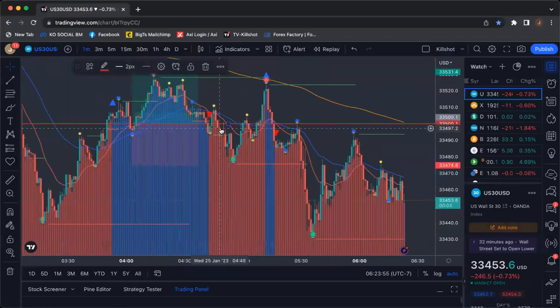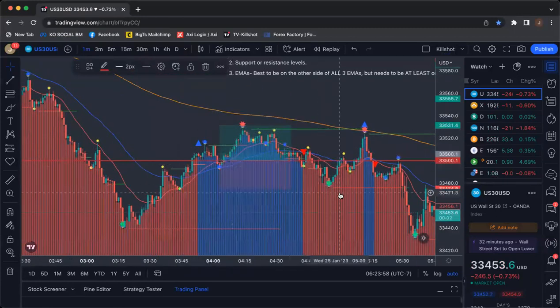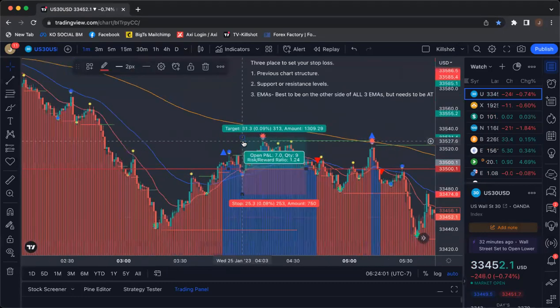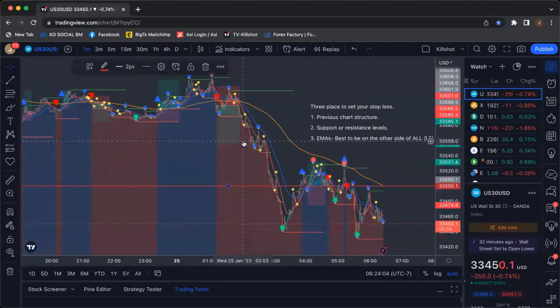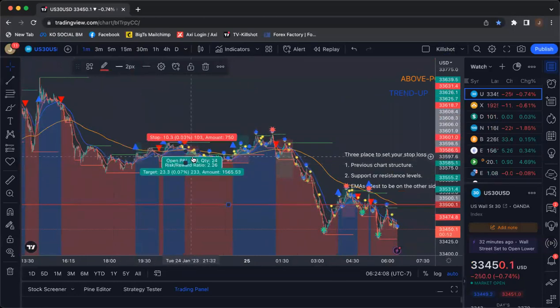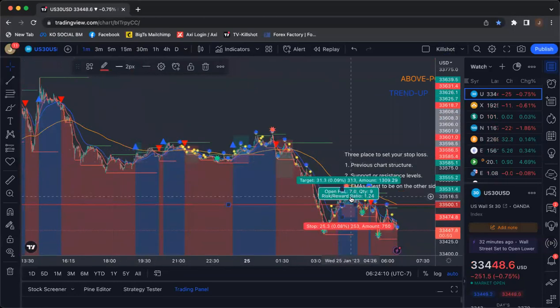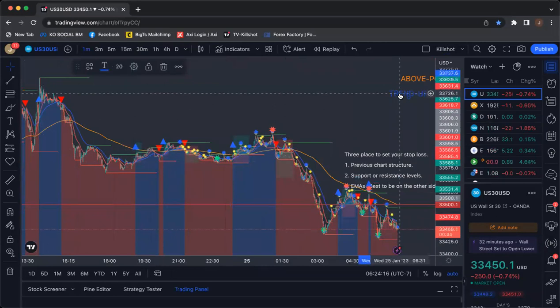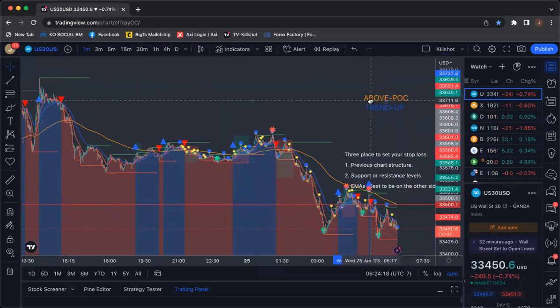Like, this 25 pip stop works. It works if you're tight and you're patient on your entries. It just showed you in the middle of the night when the volume is low, 1, 2, 3, 4, 5, 6 trades, that all would have gone to a 20-ish to 30-ish TP with small, tight stop losses.